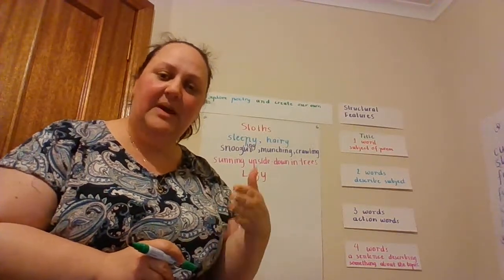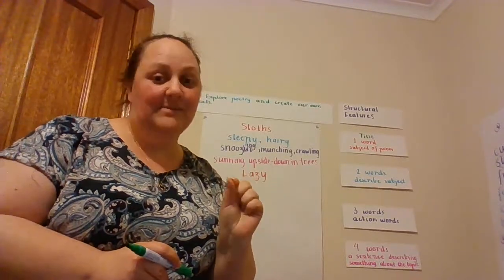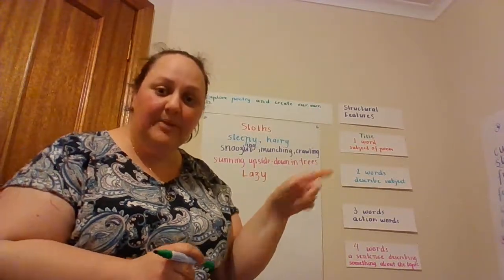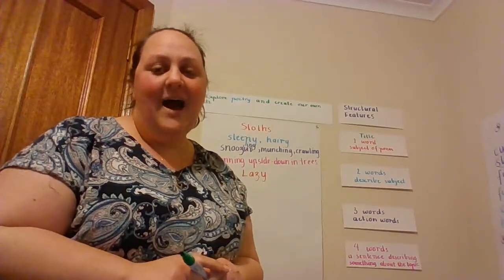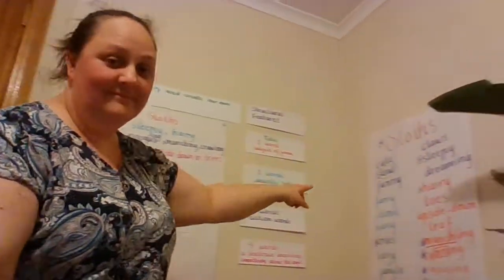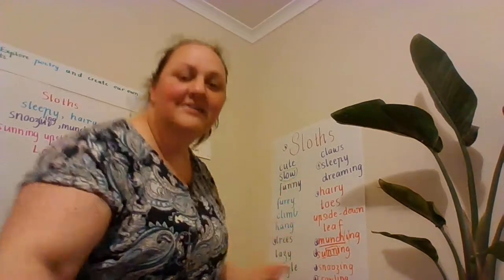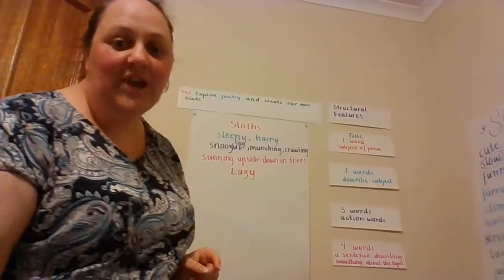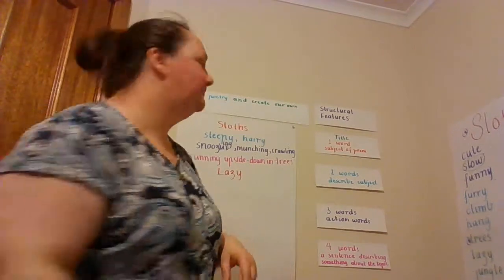Alliteration is where lots of words in a sentence or piece of writing have the same sound at the start. So I looked at my plan and I found a describing word that also begins with the letter S. The word slow. So I'm actually going to change the word hairy now to the word slow.